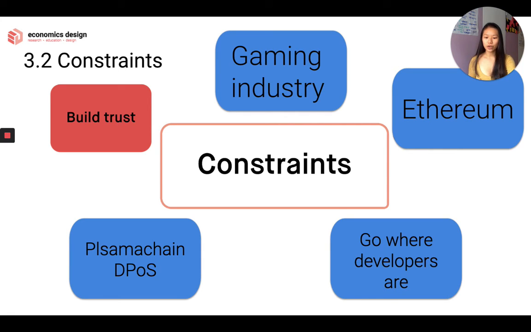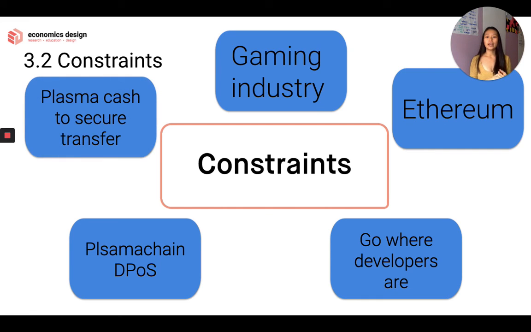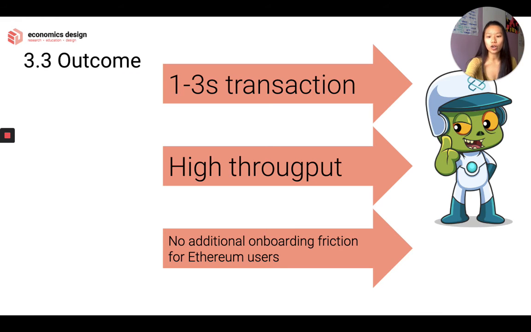And for the lack of trust, they need to build trust, so they use Plasma Chain to secure transfers. Also, as I mentioned, they take the information from the sidechain, Plasma Chain, and update it to the main Ethereum chain to update the transactions. So what is the outcome?